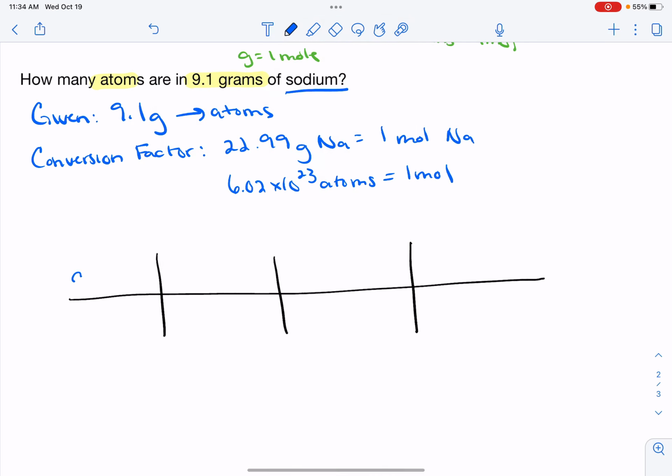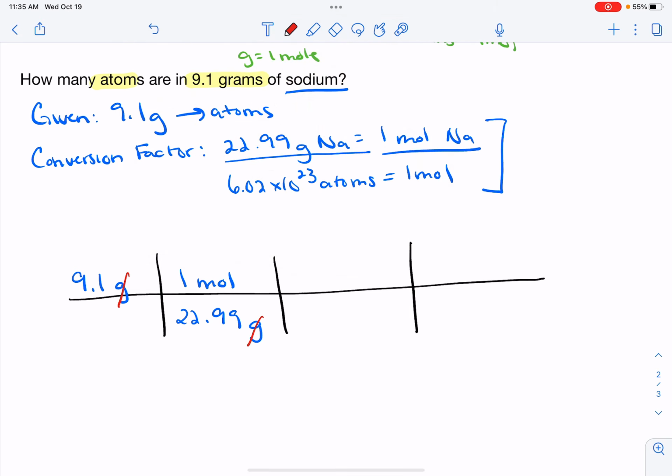I'm going to put what I'm given in the top left, 9.1 grams, making sure I include that unit. It's going to get very confusing if we don't have the unit. Now I look at my two conversion factors and find the one that has grams, because I need grams to cancel, so I know I'm going to need something in grams down here. This is what I have in grams, 22.99 grams, and that's equal to 1 mole. So I'm going to put 1 mole on top. Remember, whatever it's equal to needs to go right on top of it, or below it. And this is good because now grams will have canceled.